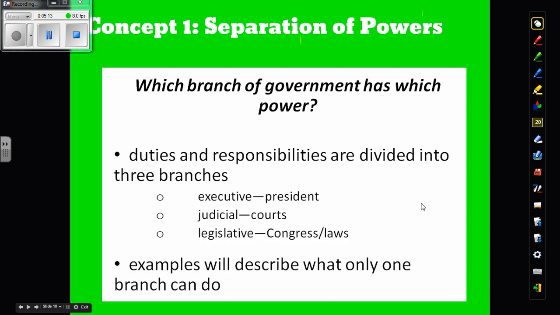So this, in effect, fixed the problems that the Articles of Confederation had with only being a one-branch government. So if you ever get any questions and prompts about this principle of the Constitution, examples will describe only what one branch can do. And we'll see why that is next because we have another principle of the Constitution coming up.